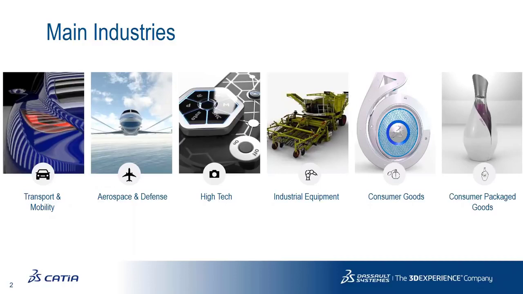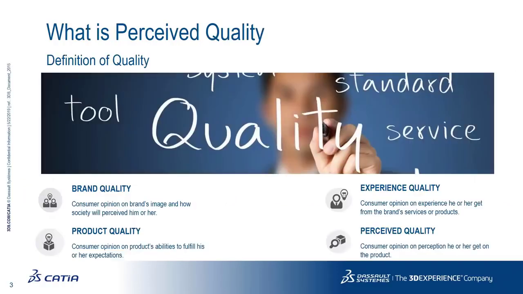Okay, let's get into the topic of what a perceived quality is. So let's start with a definition of quality, first of all. There are various types of quality around the product. Basically, first of all, there's a brand quality. The brand quality is how the brand appears to the customer. Then there's also the experience quality. The experience quality is what the customer gets by using the product or the brand services.